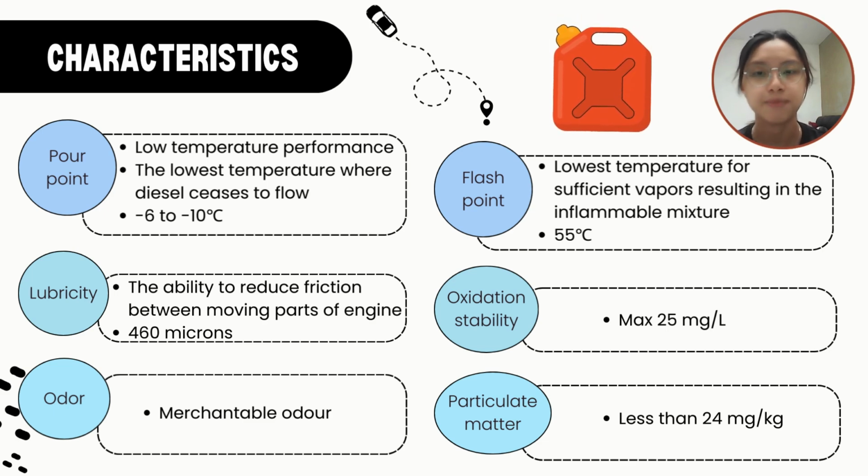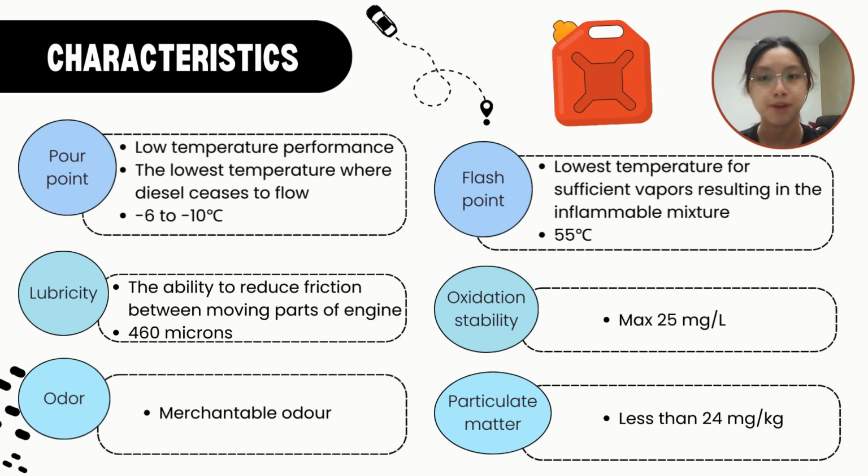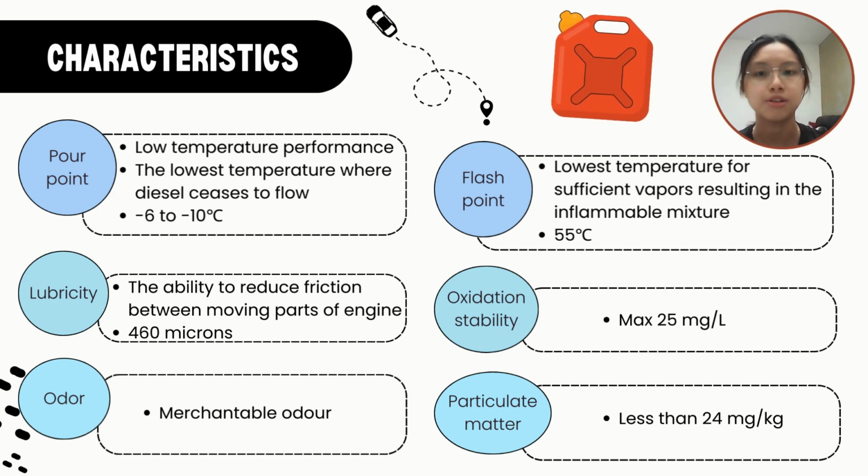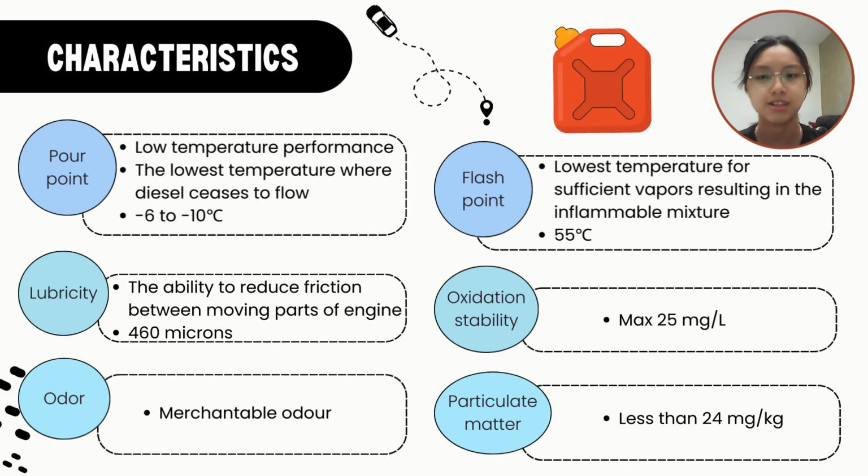Next, flash point. Flash point is the lowest temperature at which diesel produces sufficient vapors that result in a flammable mixture in the air and ignites when an ignition source is provided. The flash point for diesel is around 55 degrees Celsius.